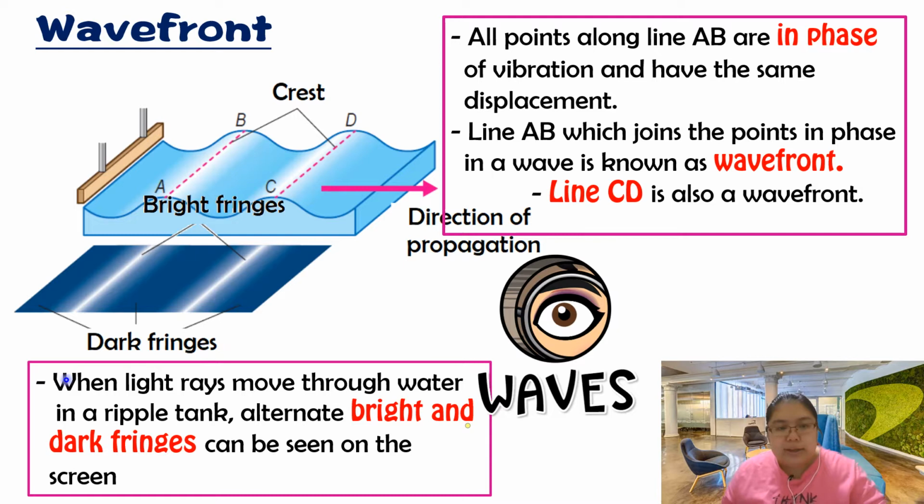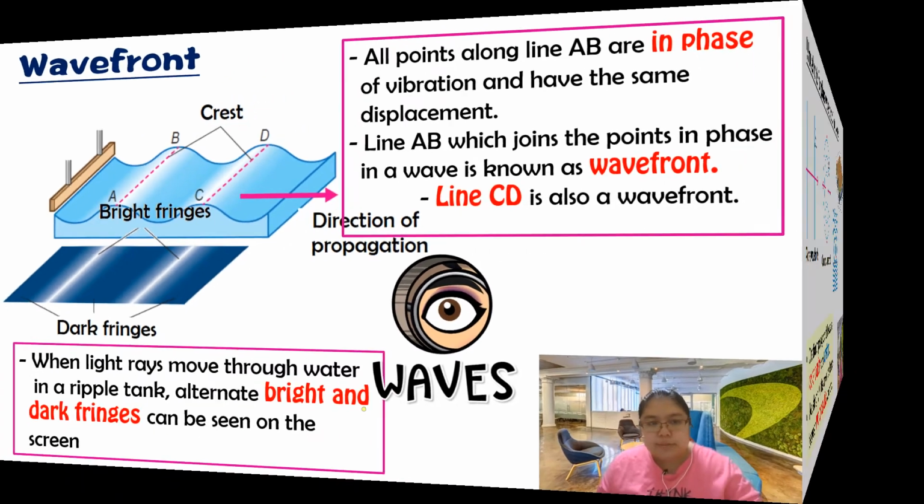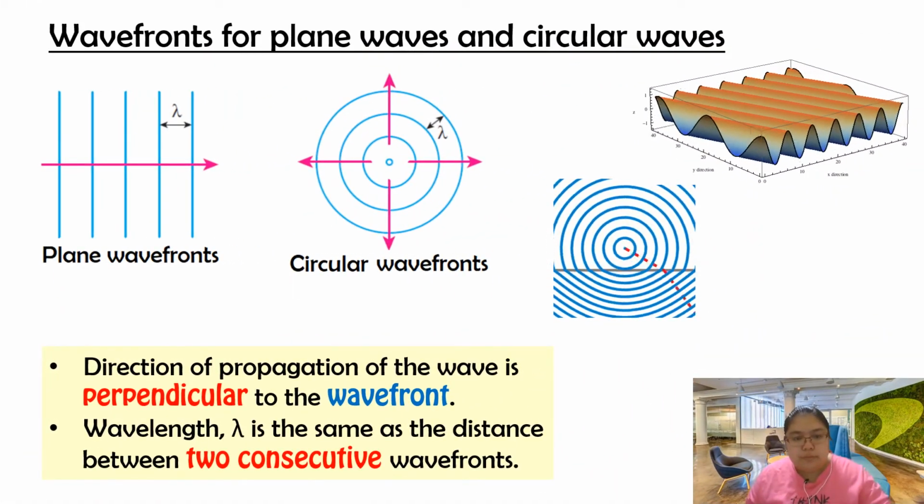Now we're going to see the light rays moving through the water in the ripple tank. You can see alternate bright and dark fringes on the screen. So this is the result. Let me go and see the second page.